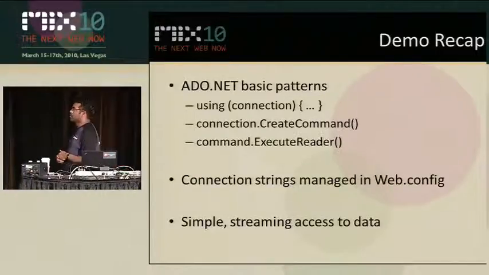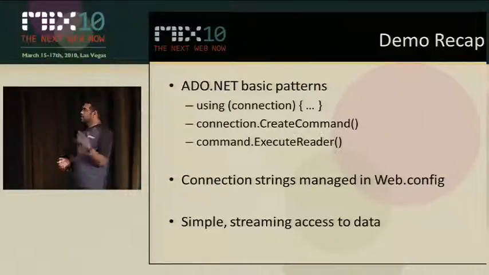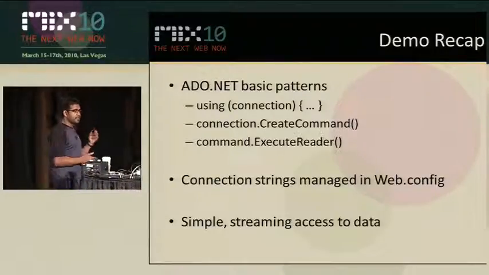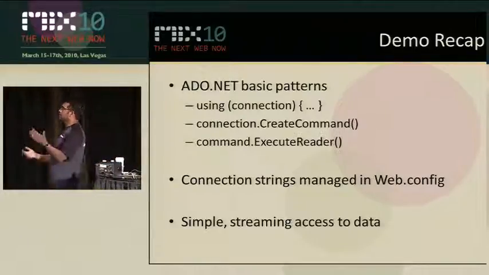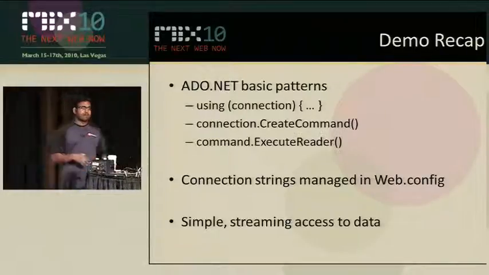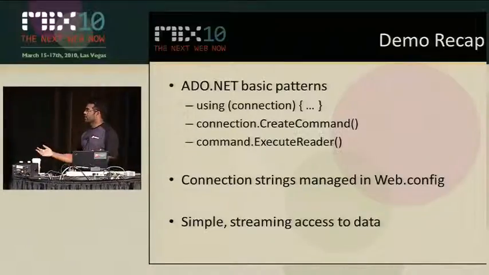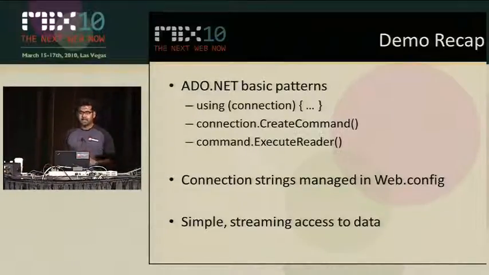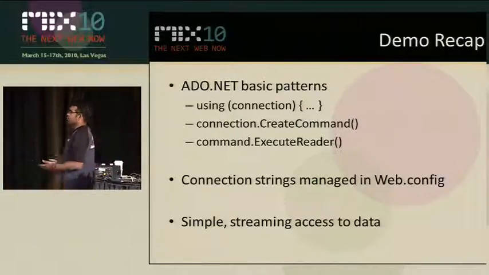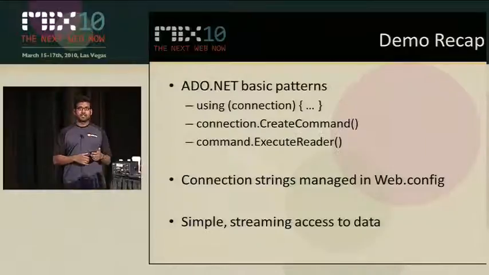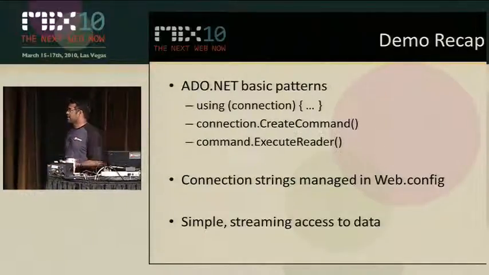So what you just saw there was the basic ADO.NET patterns. And these have actually been around since ADO.NET 2. The basic patterns are you create a connection, put it in a using block, create a command, execute that command, work through a data reader. The connection strings that configure how you get to your database go in web.config. And this gives you simple streaming access to data. And if you're just trying to get going quickly and build an application that does some data access, this is actually a fine way to go. And you could actually stop there.